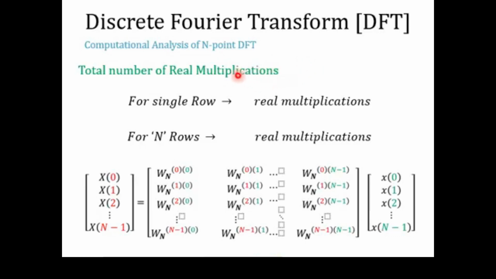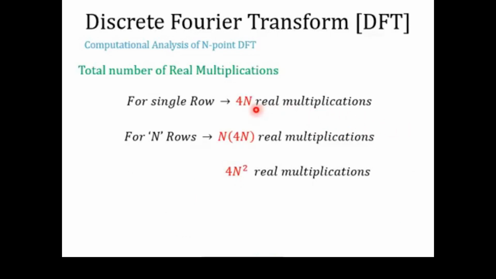So how many real multiplications will there be for a single row? It's very simple. We also discussed in earlier slides that for a single row there will be n complex multiplications, but those n complex multiplications will be performed in the form of real multiplications. So for a single row, there will be 4 into n real multiplications. How have we obtained this formula? We have simply multiplied n complex multiplications with 4, because we know one complex multiplication contains 4 real multiplications.